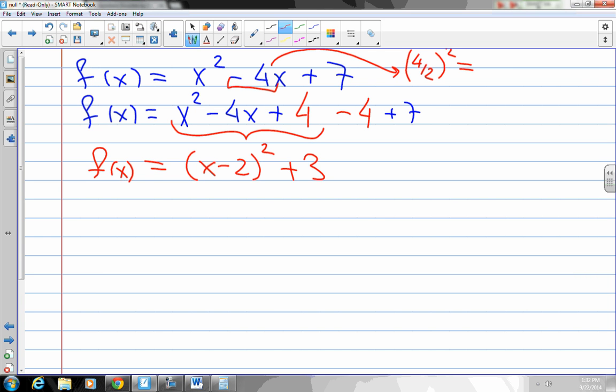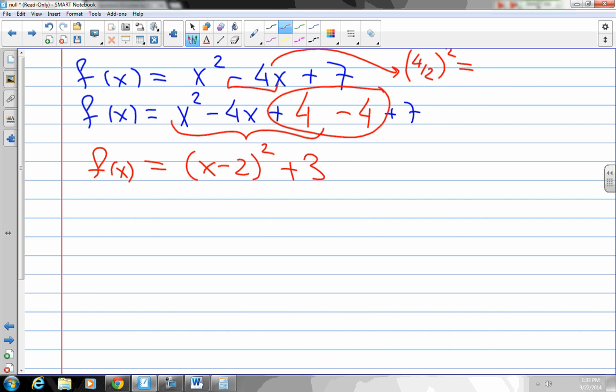Yes? That one? To offset that 4. Because I added 4, so I changed the function, so I have to subtract 4 to make it back. So basically, this is 0. I added 0, which is fine, doesn't change anything. But I did it creatively. This 4 went inside this parenthesis, it's in there now, while this negative 4 combined with 7 to give me 3.